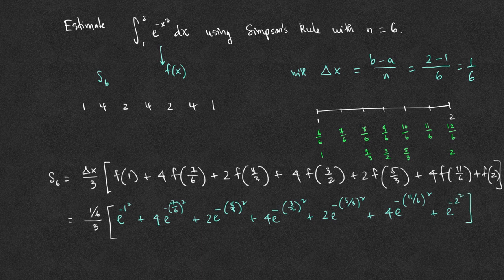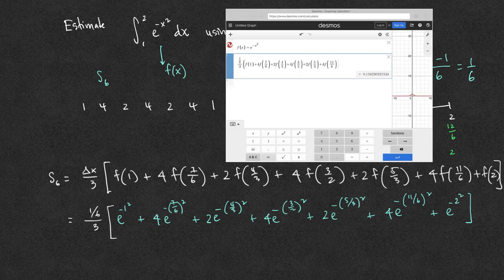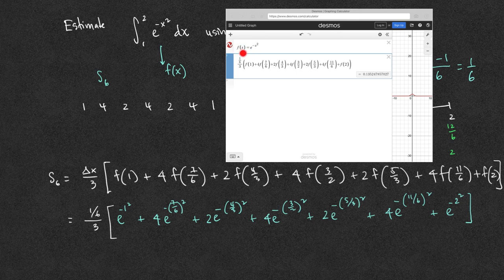Do not attempt to compute this by hand. Use a graphing calculator such as Desmos.com. With Desmos.com, we first need to specify the function f of x. It is e to the negative x squared in this case.